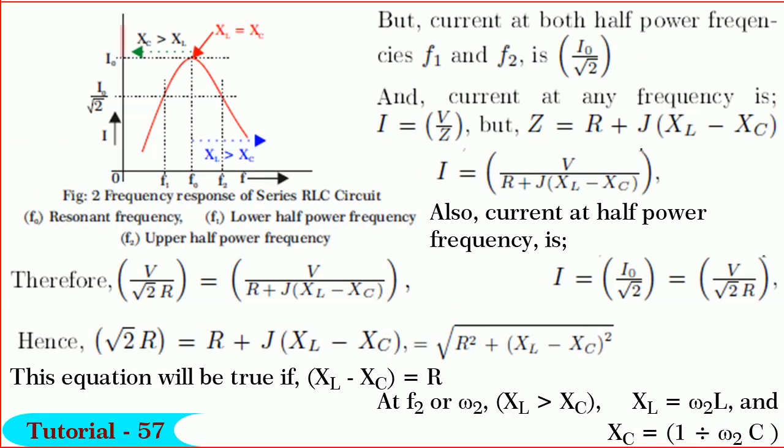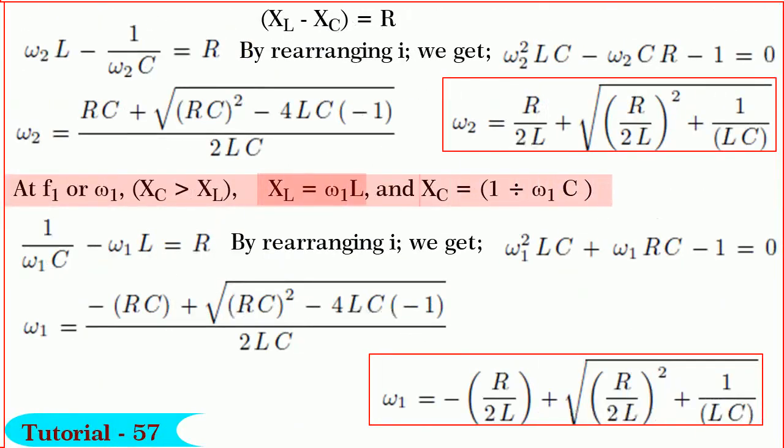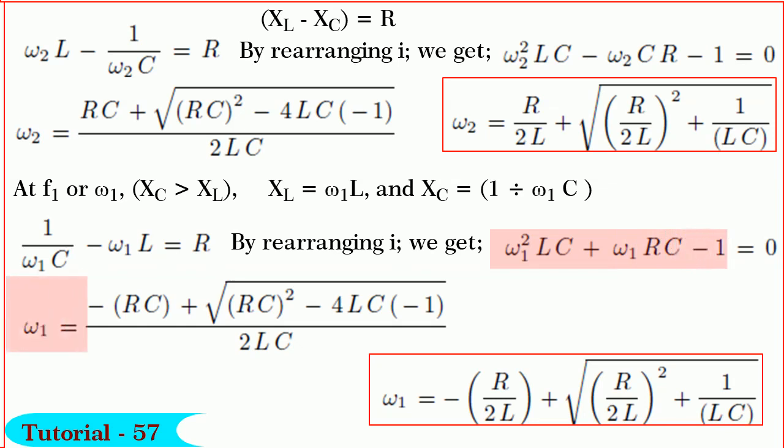Similarly, at F1, XC is greater than XL, and XL is equal to omega 1 L and XC is equal to 1 upon omega 1 C. By substituting and solving the quadratic equation obtained, we get omega 1 is equal to minus R by 2L plus square root of (R by 2L) whole squared plus 1 divided by LC. This is simple, you know.